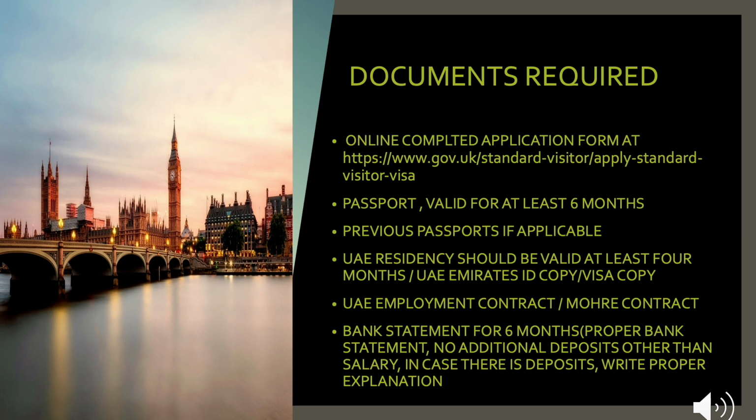Then bank statement for 6 months, a proper bank statement. There should not be any additional deposits other than your salary. In case there are deposits, write a proper explanation. For example, if your salary is 10,000 dirhams, then for the past 6 months bank statement that you show, there should only be 10,000 dirhams every month. No additional money should have been deposited. And if any additional money has been deposited, you should write a proper explanation of why and from where you got that money. Otherwise, there would be some question mark on granting you the visa.